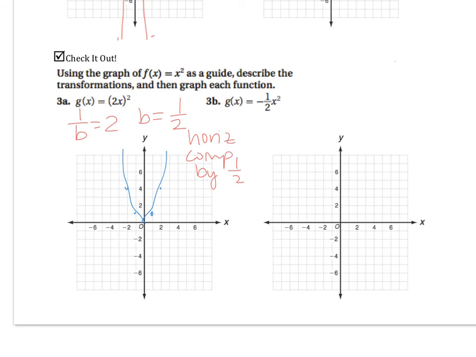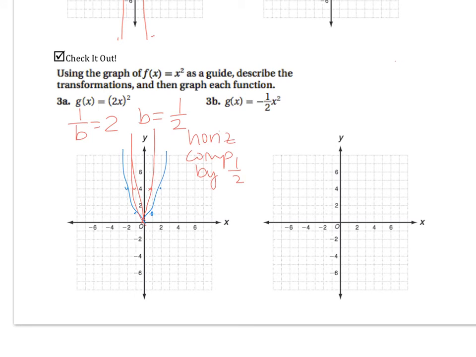So this is coming in closer to the y-axis. So at 1, it's actually at 4. So it's going to be real close. Something like that.